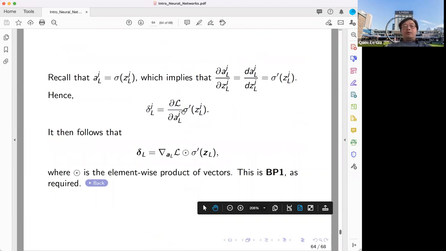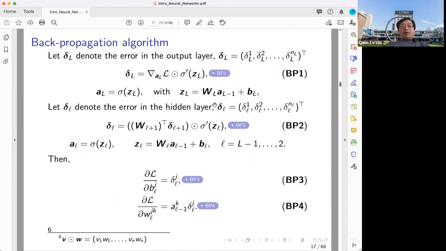Then you rearrange it and write it down, and this one is BP1. So there are three other equations that can be proved by the chain rule. But essentially, when you have those four equations, you can compute the gradient of the loss function easily. So that is the backpropagation algorithm in the next slide.